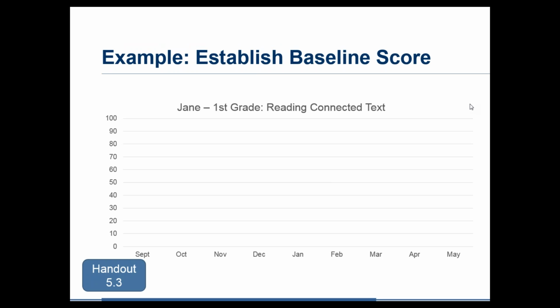Take a moment and pull out Handout 5.3. We'll use this sheet to complete an activity. Here's Jane. During benchmarking, Jane's teacher administered 3 benchmark probes and selected the median score of 23 words read correctly. You will use this score to develop a realistic progress monitoring goal. In your handout, add Jane's baseline score just like this.